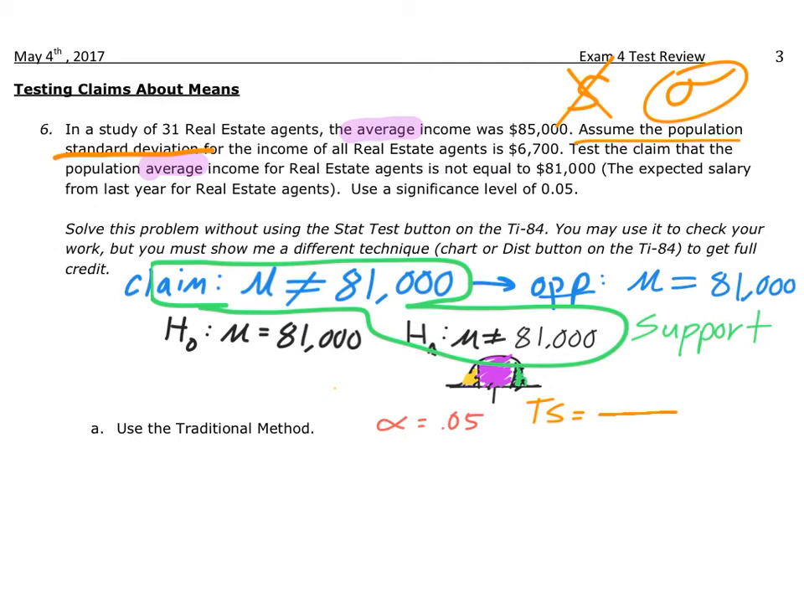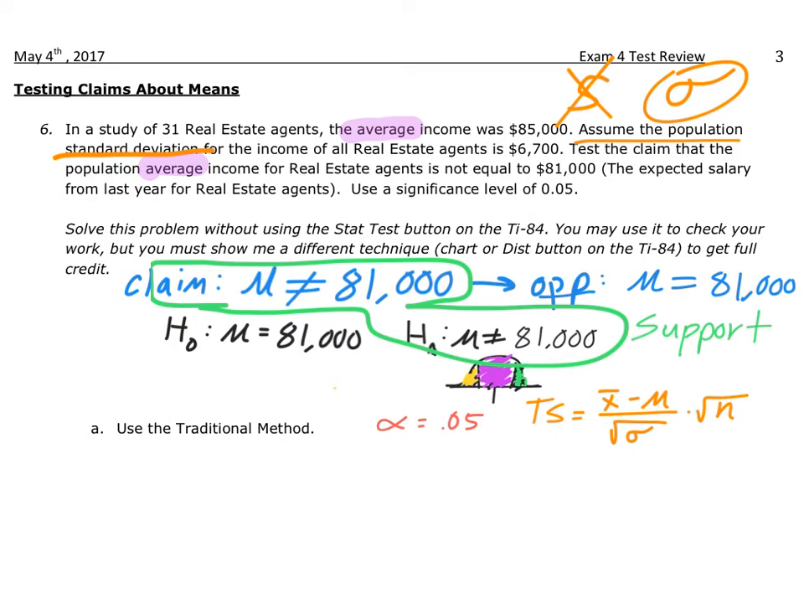The numerator doesn't change. It's going to be x bar minus mu. It's the sample mean minus the population mean, over sigma, and we're going to multiply that by the square root of n. Now, lots of terms in there. You've got to identify what all those are.